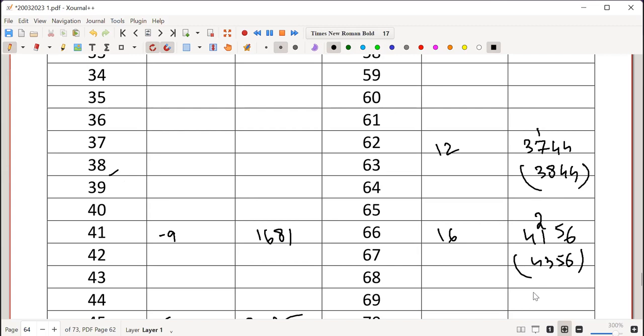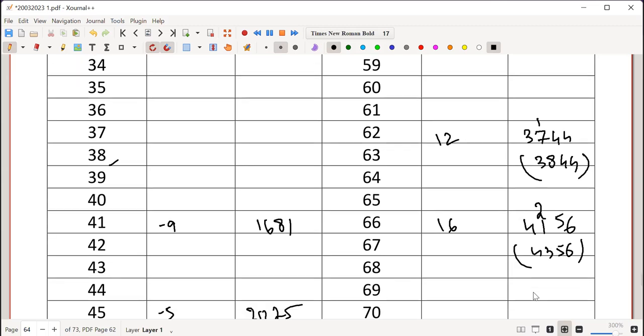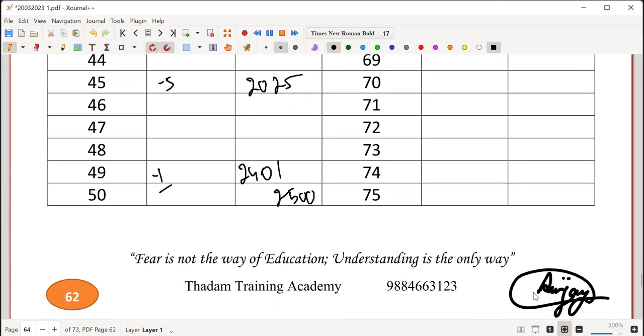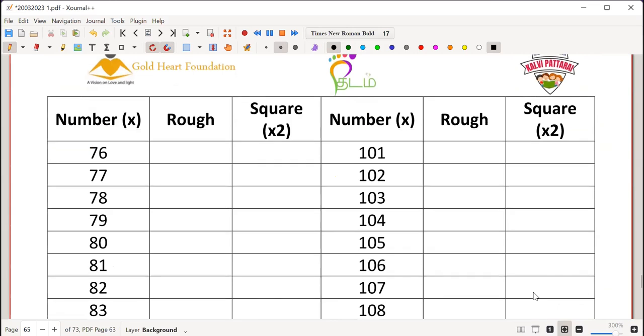Get it? Right? So this is how you have to aspire. This is how you have to work. Right? Whenever you work with proper methodology, no one can stop you. One more than 100. That's 1. 102. 110. 116. That is plus 8.